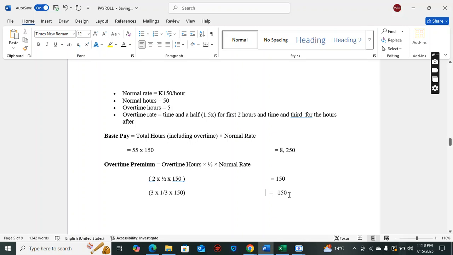So his gross pay: 150 plus 150, that's 300. 300 plus 8,250, that gives us 8,550. That is the gross pay. 8,550.